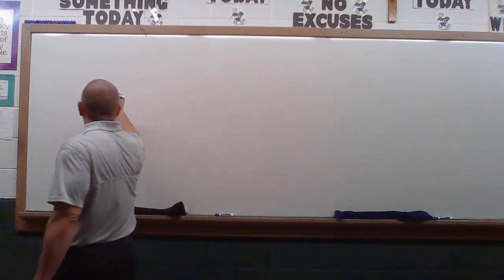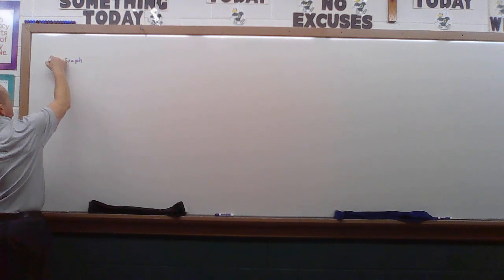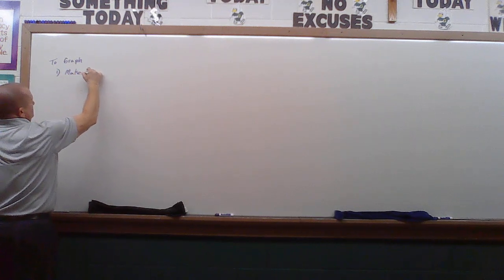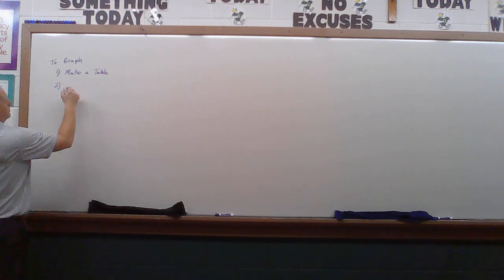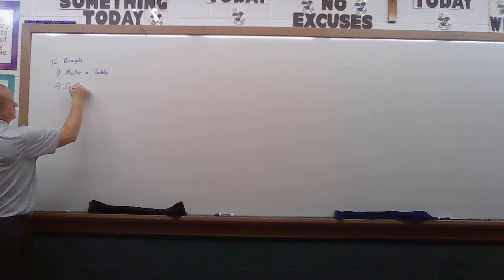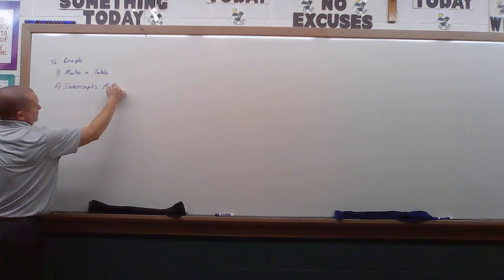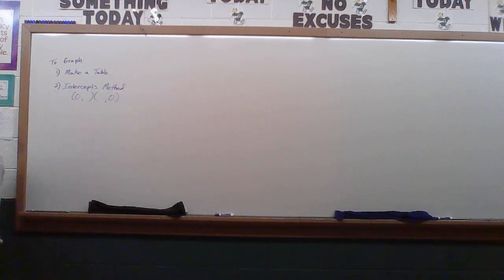Remember, the first thing we talked about was how to graph by making points, right? So again, to graph, we had options. One was to make a table. Two, what was the second way, do you remember? The intercepts method. What was the intercepts method? Y equals zero, the zeros, right?